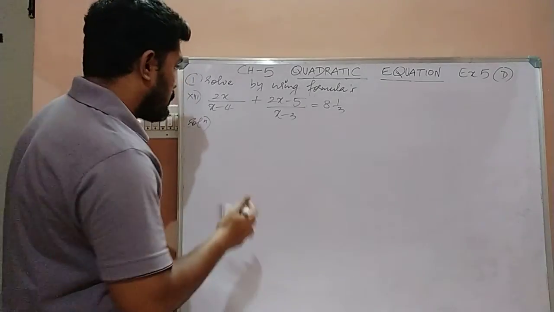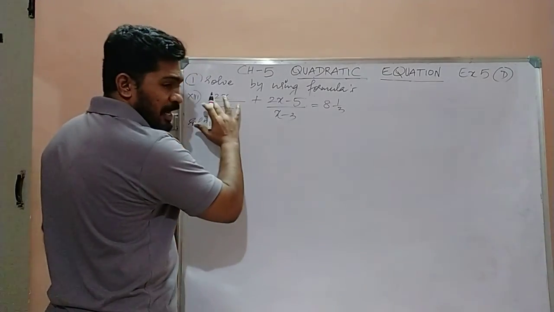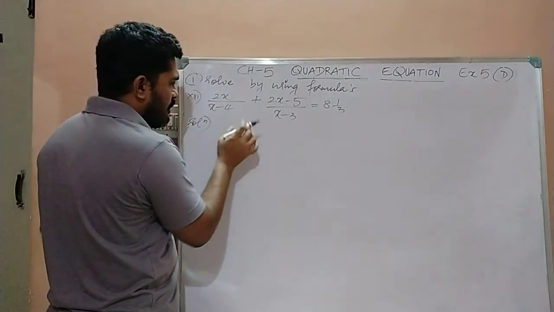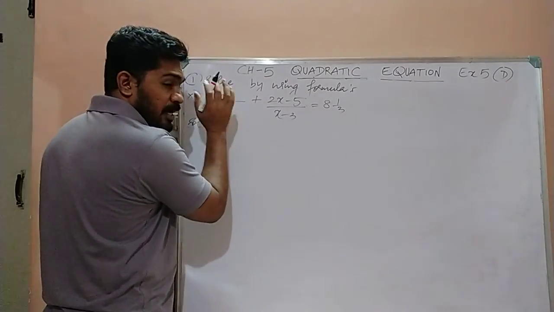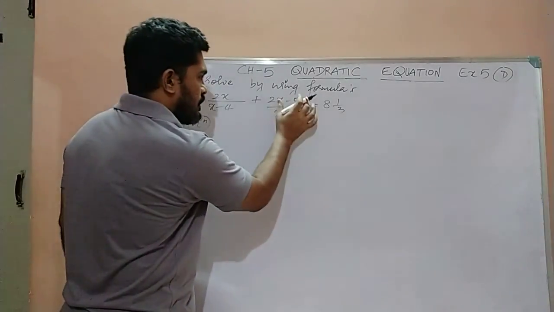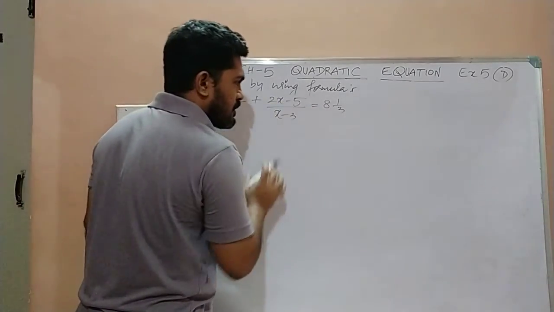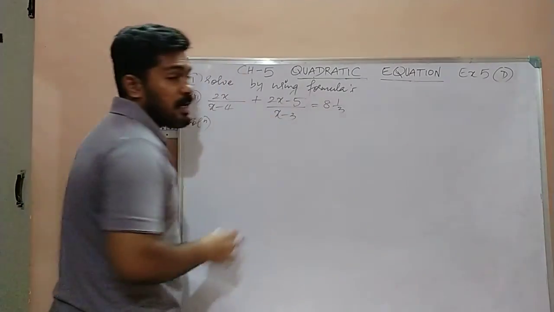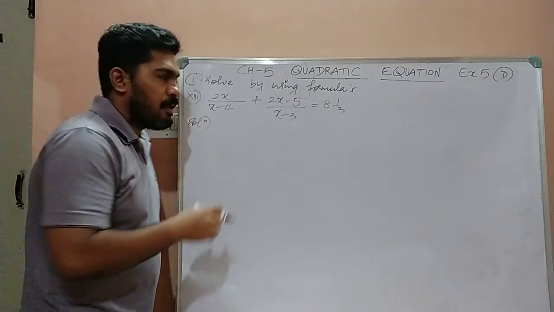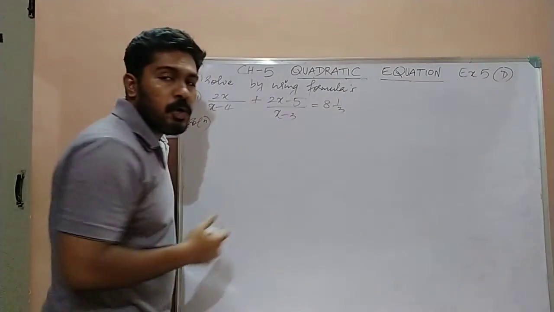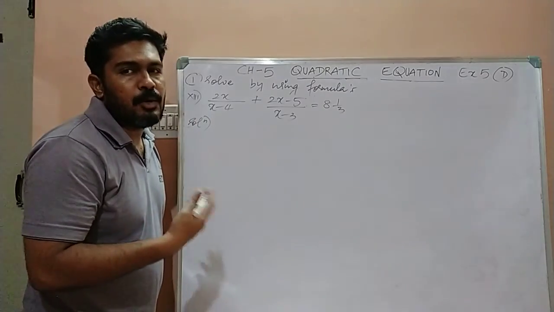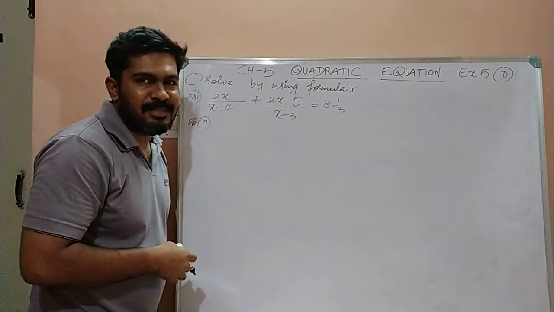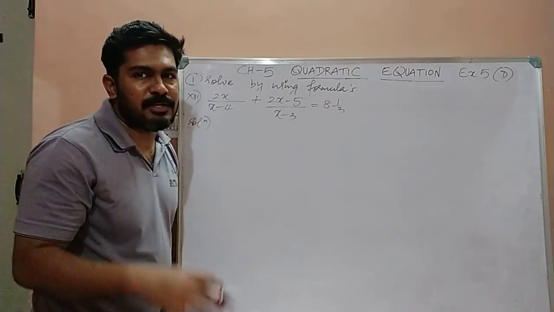Now children, if you notice, on the left hand side of this equation you have 2x upon x minus 4, which is one term containing variable x, and here 2x minus 5 by x minus 3, which is the second term containing variable x. Whereas on the right hand side we have a constant value 8 1 by 3, which can also be written as 25 by 3 in the improper fraction form.